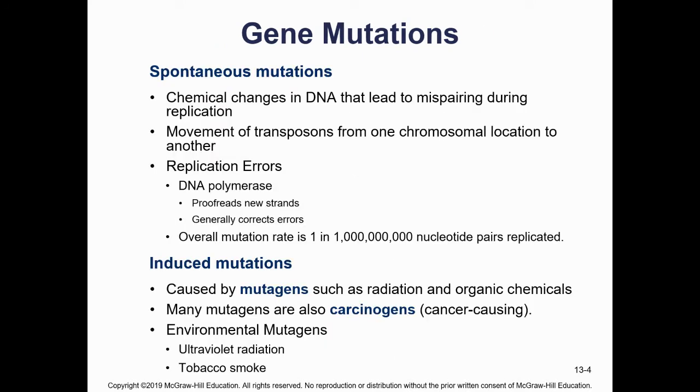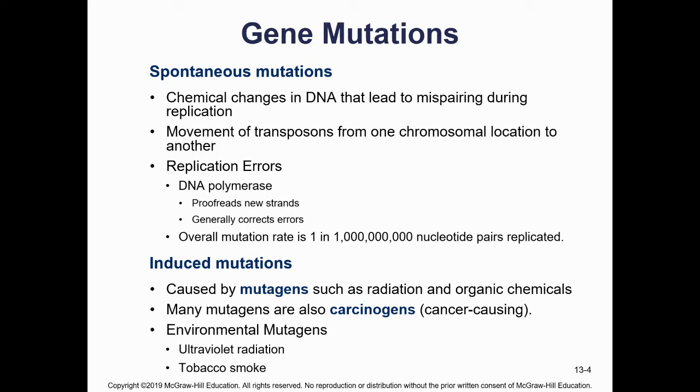So gene mutations. We talk about mutations as a spontaneous event. Typically, we have spontaneous mutations. There is a known background rate of mutation. That is about one in every billion nucleotide pairs that are replicated. So throughout mitosis, every time we make a copy of our chromosomes in the S phase, about one in every billion base pairs will get a spontaneous random change to one of those nitrogenous bases.